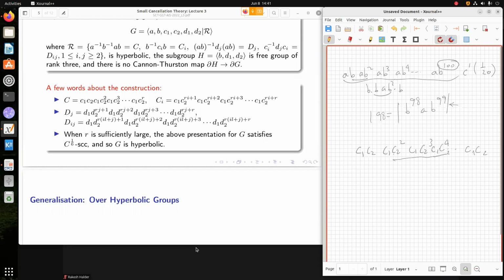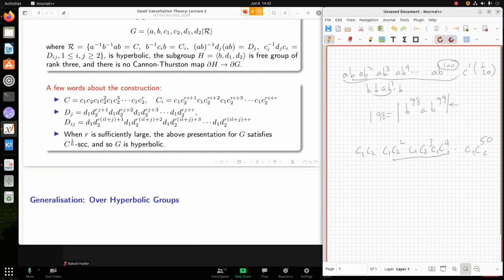Suppose I go till C2 to the power 50. Now, can you see another occurrence of this word in this big relator? Can we find another occurrence of this subword C2 square C1 C2 cubed C1 C2 to the 4? We do not find this word a second time. That means this cannot be a piece.